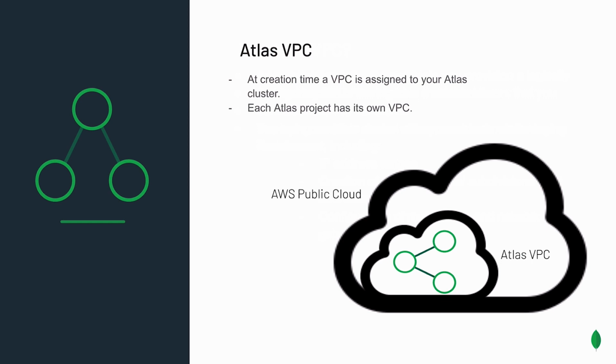And the reason I mention this is because once you create your first cluster and you have a CIDR range assigned to your VPC, it's immutable. You can't change it. So if you want to have a specific IP range defined for your Atlas VPC, you need to make sure that you think of that ahead of time before you create your first cluster in your project in Atlas.